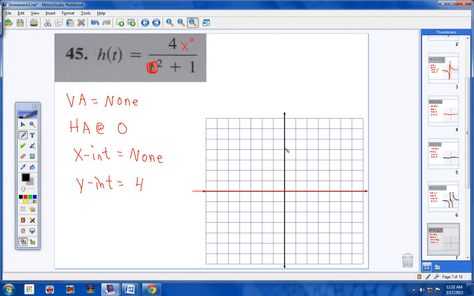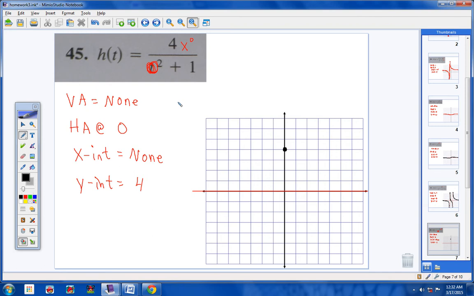Y-intercept of 4. That's all I know. So here we go. Let's break out our graphers again, and let's use them like we should. Let's type in 4 divided by, then parentheses, x squared, or t squared, whatever you want to call it, plus 1. Alright, let's go to our table right away.